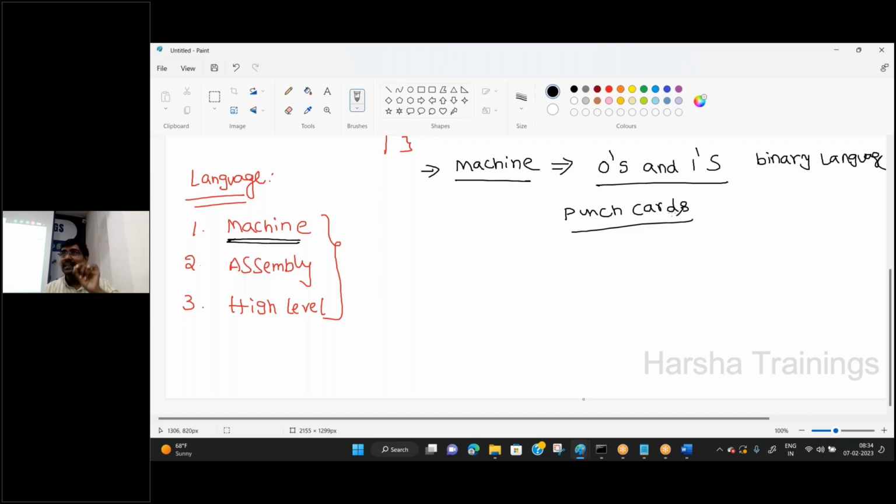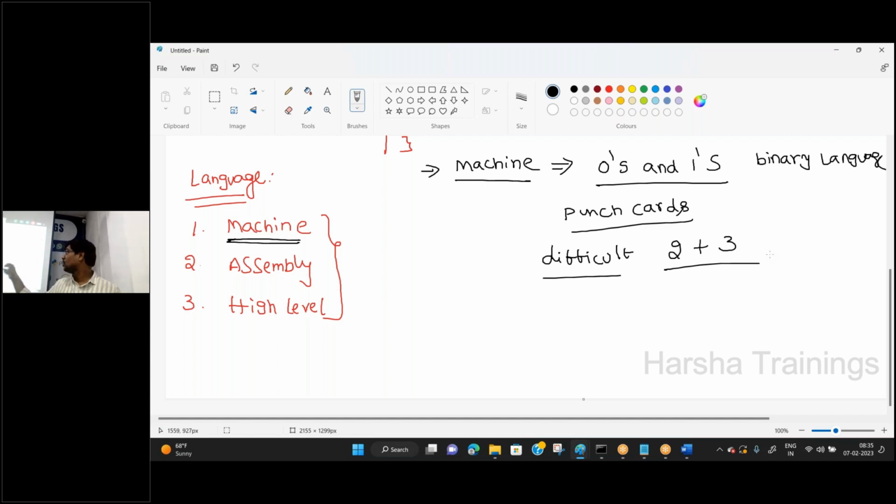First, I will explain the disadvantage. The disadvantage is, it is very, very difficult for the user. User in the sense programmer. It is very difficult to remember. What is to remember? For example, if you want to perform addition of two numbers, my simple task.